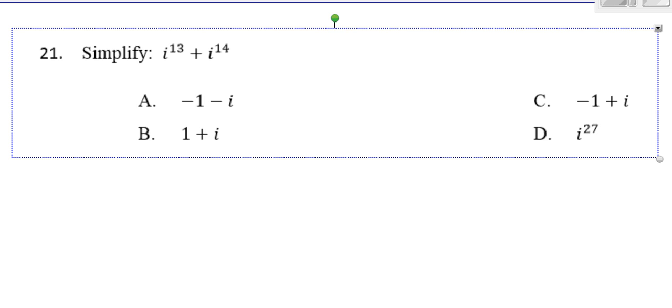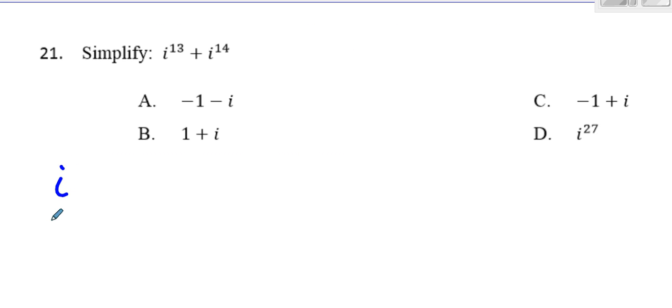So to simplify, i to the 13th and i to the 14th, you have to know the pattern. Pattern always starts with i. And then it goes negative 1, negative i, positive 1. It's i, negative 1, negative i, 1, and the negatives go in the middle.